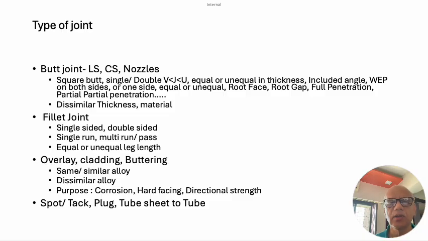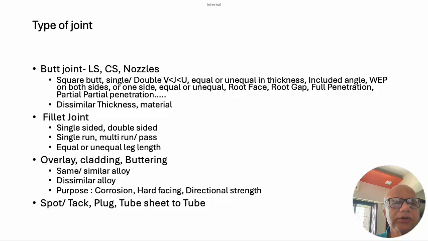And the most important thing is that after we select the type of joint, we decide the micro details of this, like root face and root gap, for getting different levels of penetration. And if there are partial penetrations, we can compromise on the root gap, root face, included angle, and other details. Similarly, we can talk of the fillet joint: single-sided, double-sided, single run, multi-run, equal, unequal length, on similar materials, dissimilar materials, what our electrode or the process is that we are using, and the positions in which the butt joints and the fillet joints are being done.